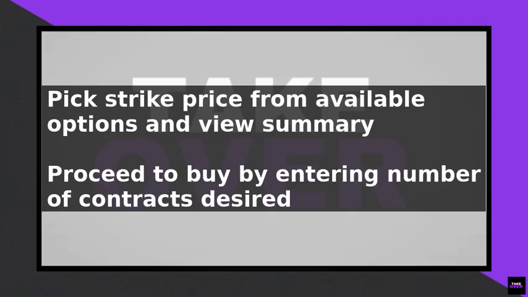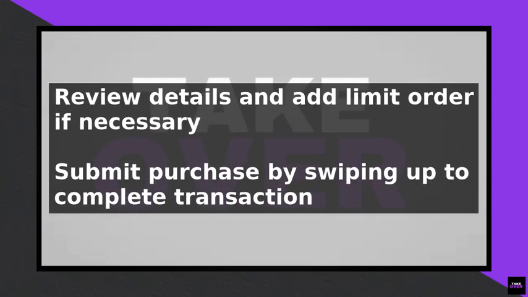After selecting the strike price, a summary will appear, and you can proceed to buy by entering the number of contracts you want to purchase, keeping in mind that each contract typically represents 100 shares of the underlying stock. You also have the option to add a limit order by clicking on the default order and viewing the maximum potential profit and loss.